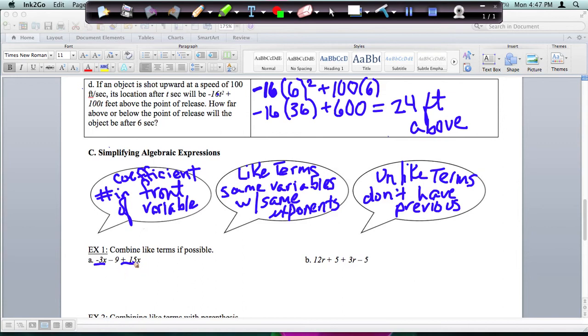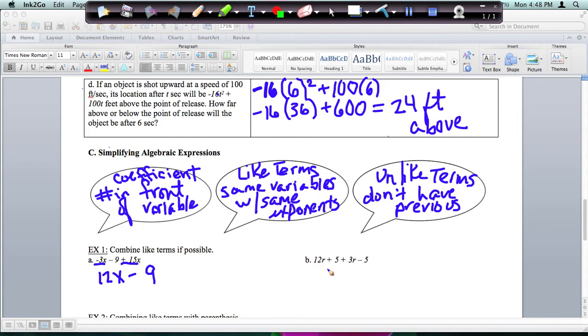Negative 3 plus 15 is 12. So this would be 12x. And then the negative 9 doesn't have any other like term to combine it with, so you just write it down below. Remember, you always take the sign in front of the term, so it's a negative 9 or a minus 9. So this simplifies to be 12x minus 9.